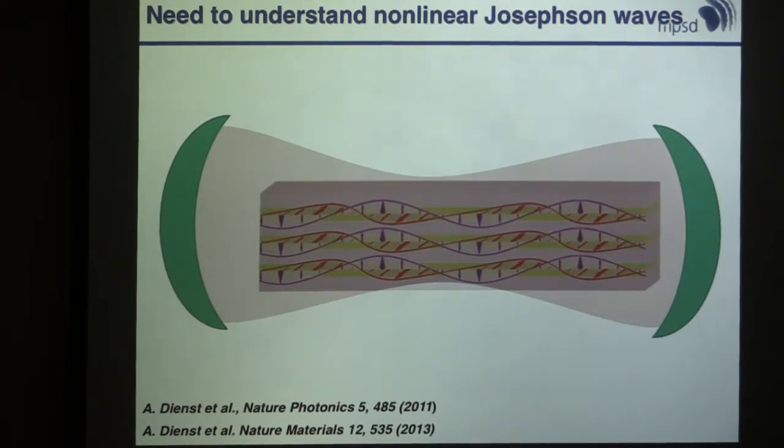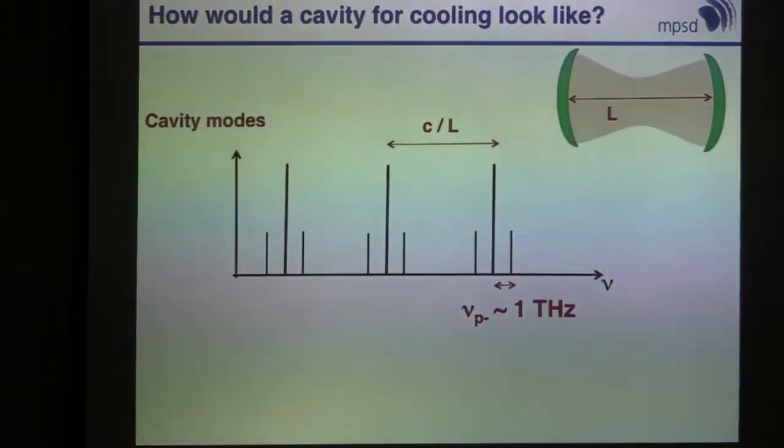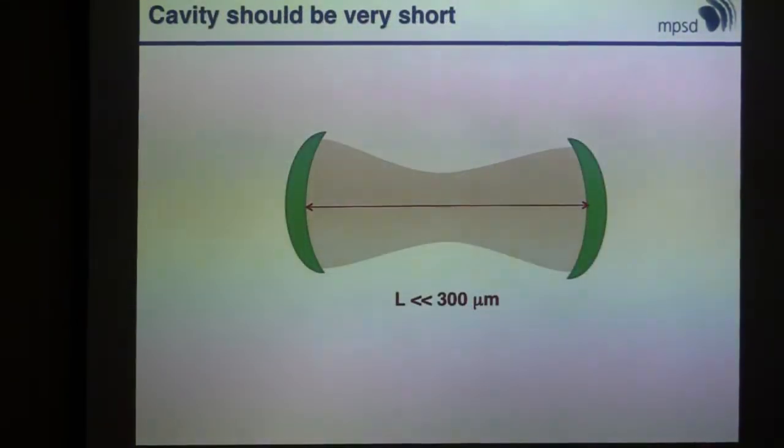Another point that I want to bring across, which brings me to some of the things that I think are very interesting in this field, is that if you want to do the anti-Stokes cooling, what you need is a cavity in which the spacing between the different modes is large compared to the energy that you want to exchange in the scattering process. That creates a problem, because what you want is a cavity in which the free spectral range, the distance between two modes, is much bigger than 1 terahertz, which means that the cavity must be much smaller than 300 microns.